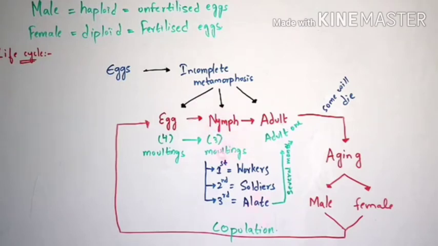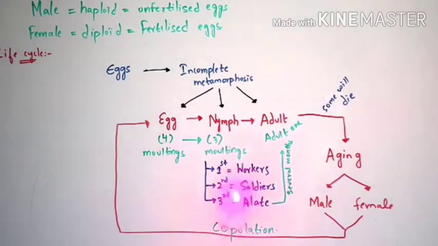Within the 3 moltings, three types of termites will be produced. After the first molting, workers will be formed. After the second molting, soldiers will be formed. After the third molting, alates will be formed. All of these 3 come under termites only. In each of the moltings, different types of termites will be produced. Workers are one type of termite, soldiers are one type of termite, and alates are one type of termite, right? So 3 types of termites will be produced in the moltings which occur in the nymph stage.